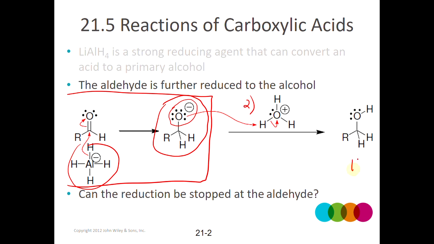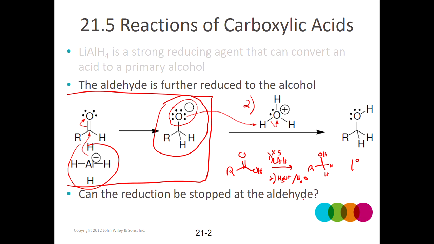So this gives you a primary alcohol. So the overall reaction here is the carboxylic acid treated with excess LAH in one step, and then H3O plus and water in a second step gives this primary alcohol. So it's a full reduction of the carbonyl carbon, as reduced as it can be in the presence of LAH.